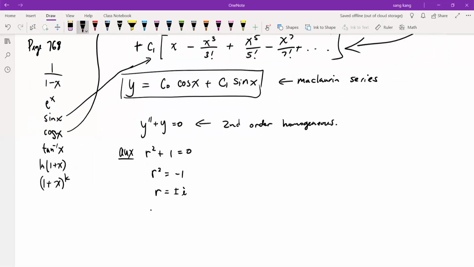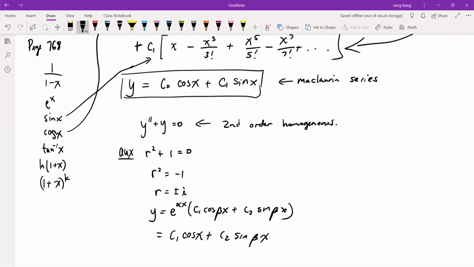So the solution will be of the form e to the alpha x times c1 cos beta x plus c2 sine beta x. And as you can see, alpha is 0, so we're just going to be left with c1 cos beta x. Beta is 1, c2 sine of beta x. Of course, c1 and c2 are arbitrary constants, right? We have c0 and c1 here, but either way, they're arbitrary constants. And you can see that the solutions match, right?